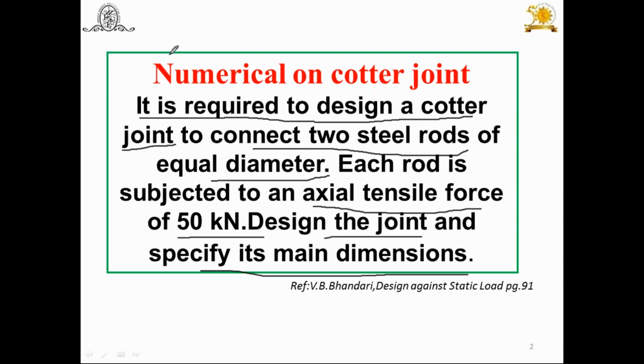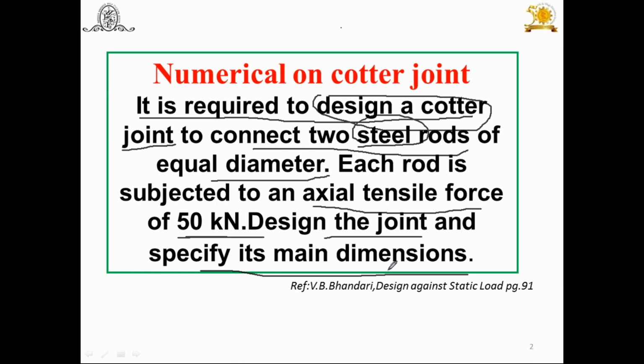Now in this statement, always in design, read the problem statement carefully. So what do you have to do? Design a cotter joint. A cotter joint means three parts: socket, spigot, and cotter. It is used to connect two steel rods, which means they are made of steel. Each rod is subjected to an axial tensile force of 50 kN, and you design a joint. But the materials used for the socket, spigot, and cotter are not mentioned here.